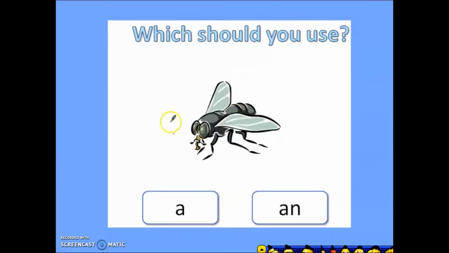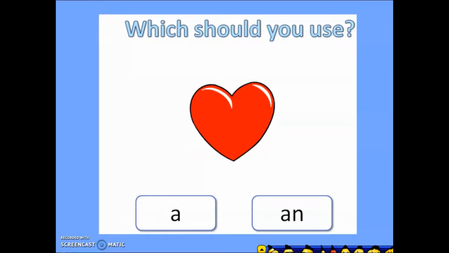How about the next picture? Which should you use for fly? You would say a fly, as the word fly begins with a consonant F. Heart. A heart, because H is a consonant.